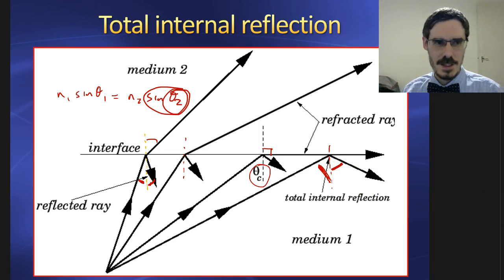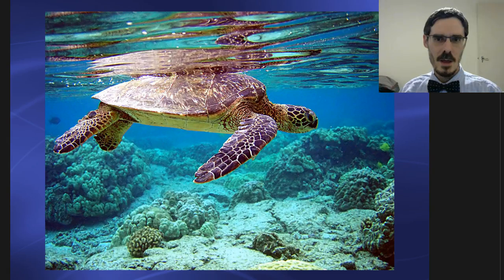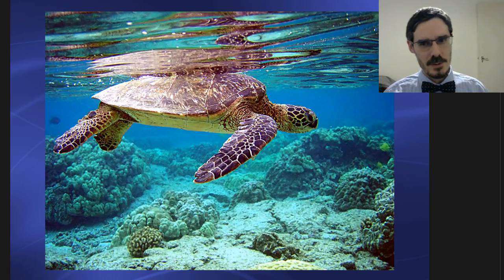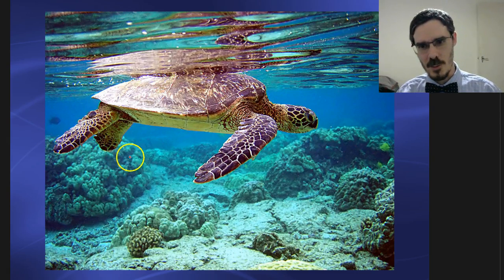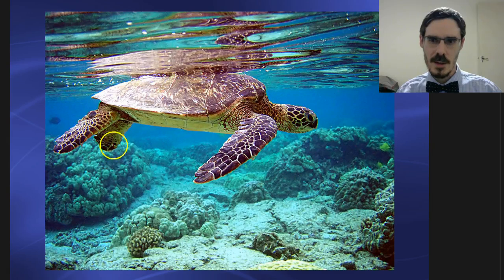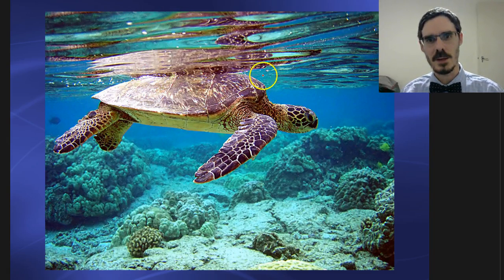Now imagine this if you're looking at something underwater. You may have seen a picture or a video like this before. The light rays coming up from down in the water hit the surface, and they're so far from the normal that they cannot refract up into the air. They totally reflect, and you get a perfect mirror reflection.